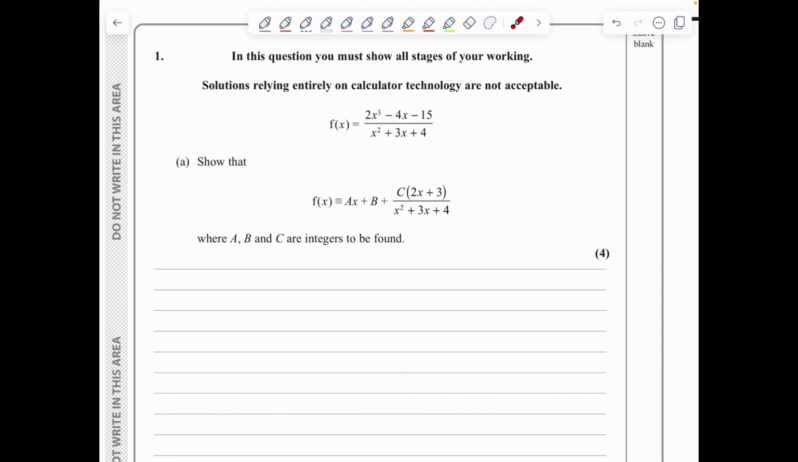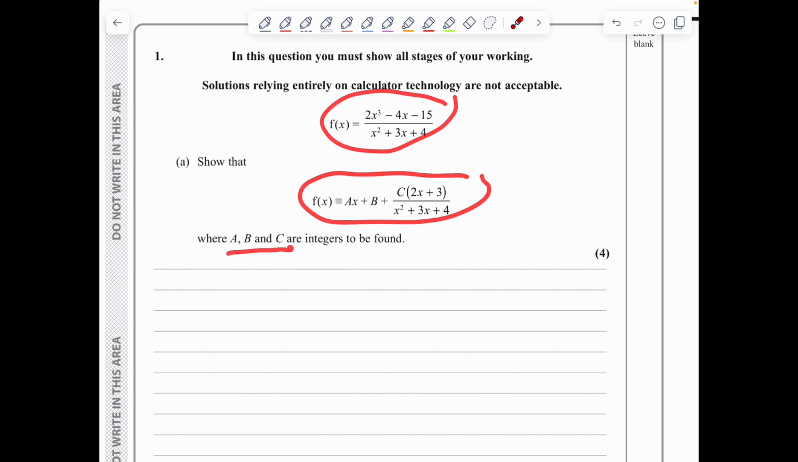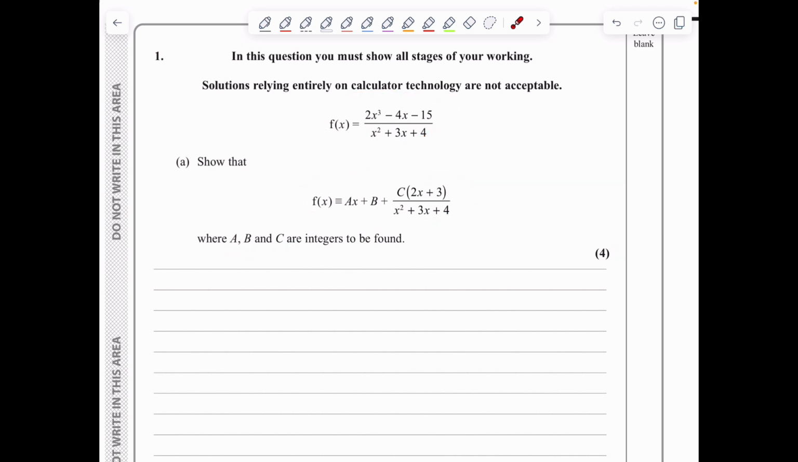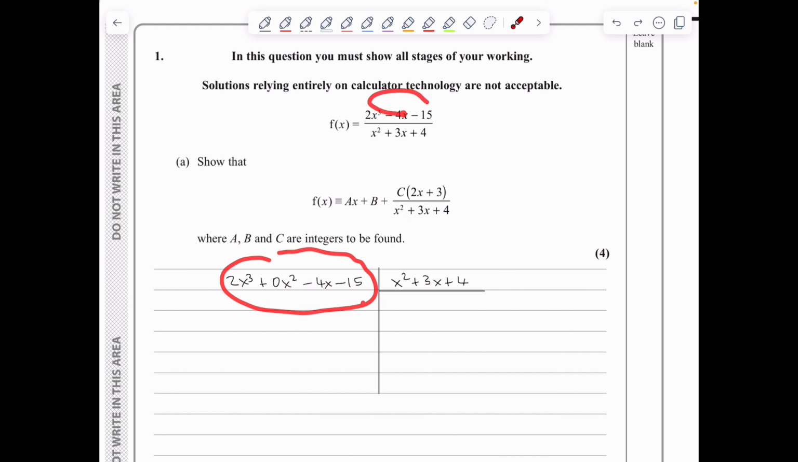In question 1, we've got f of x defined here, and we need to show that it can be written in this form with a, b, and c being integers to be found. Well, the obvious thing to do is start by long division. So we've got 2x cubed plus 0x squared minus 4x minus 15, which is the numerator, to be divided by x squared plus 3x plus 4, which is the denominator.